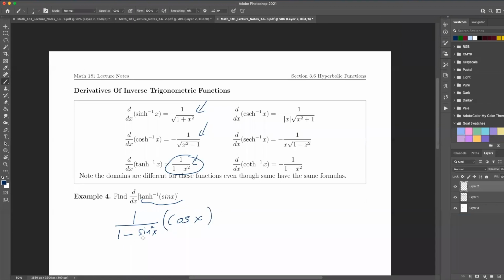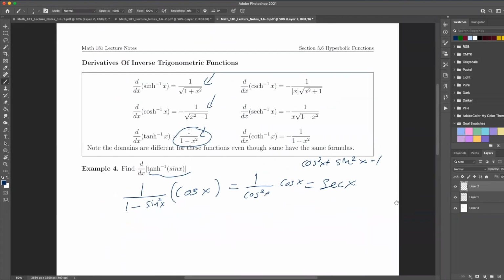This is equal to 1 minus sine squared, because cosine squared plus sine squared of x is equal to 1. 1 minus sine squared is equal to cosine squared x, times cosine of x. So this is just 1 over cosine of x, which is just secant of x. I think that's it. Yeah, that's it, guys.